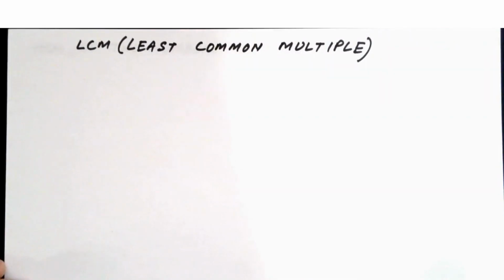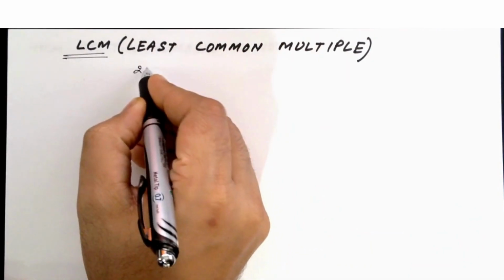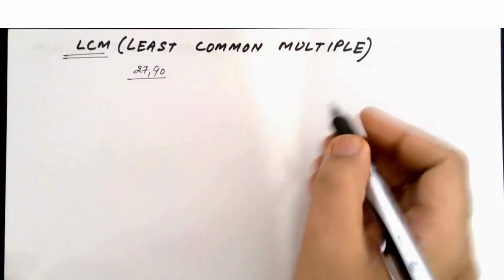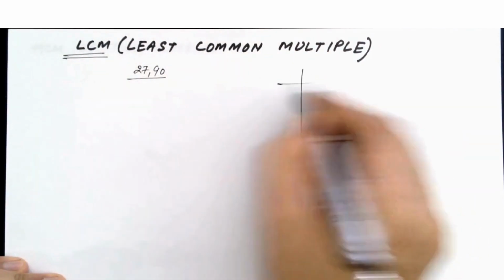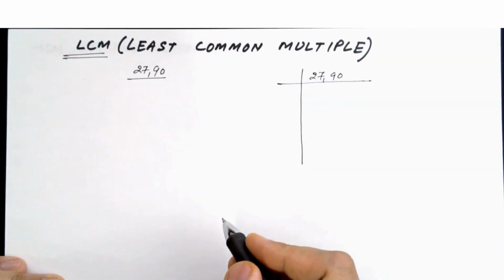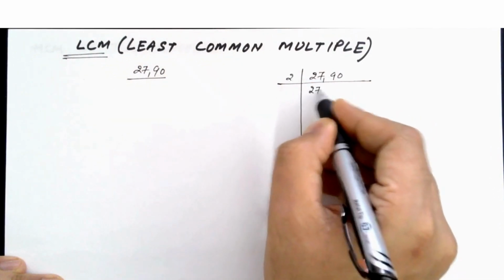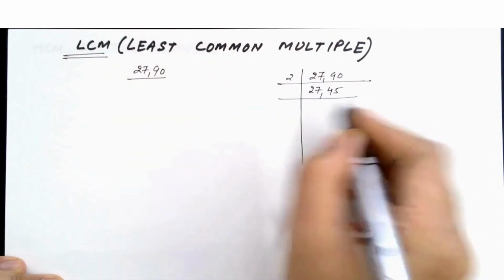Now we will use the common division method to find the LCM of the same two numbers, which were 27 and 90. We again write both the numbers and start dividing them by prime numbers, and here we have to see that we don't only consider the common prime factors but we also consider the other prime factors which can divide at least one of the numbers. We start with 2. It cannot divide 27 but it can divide 90, and further there is no 2 common.